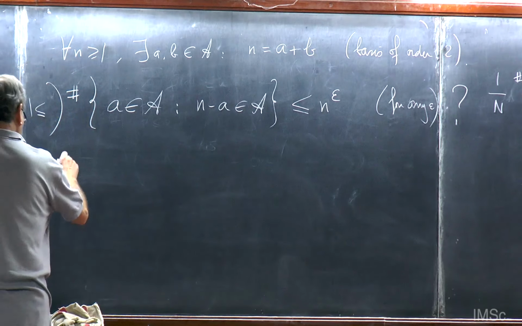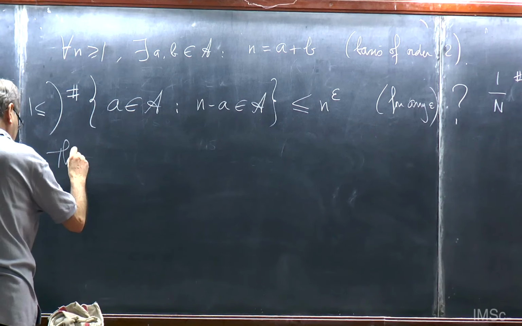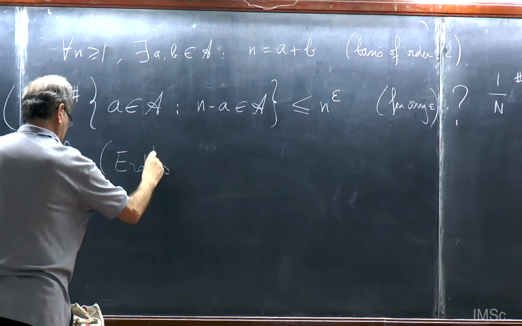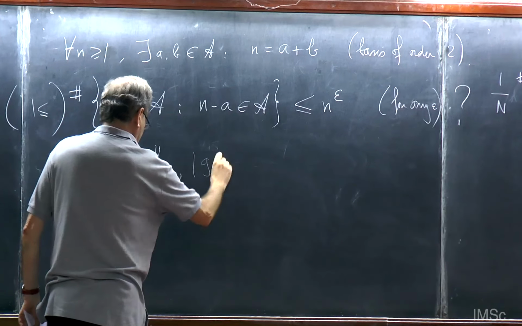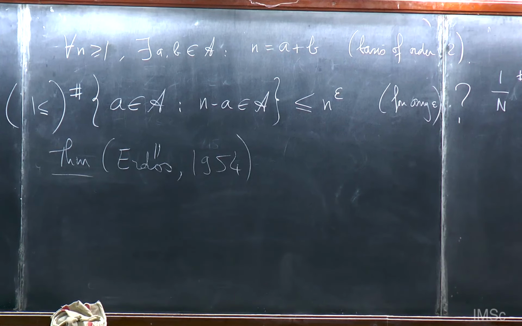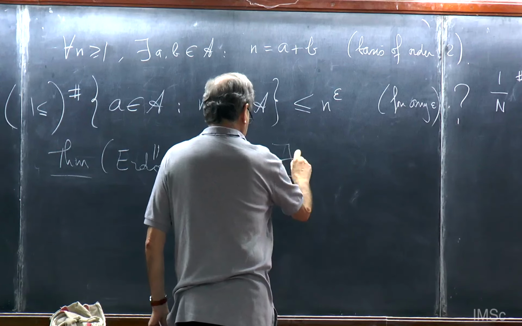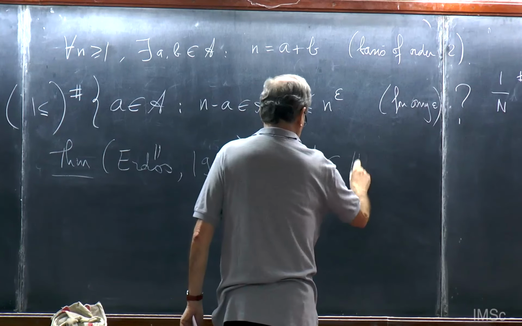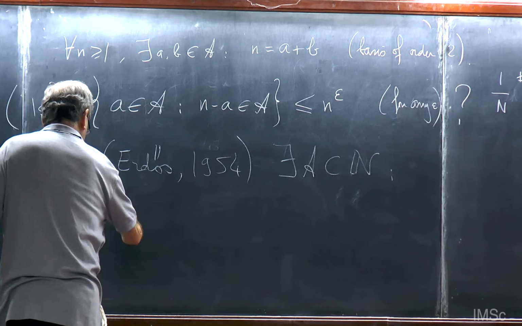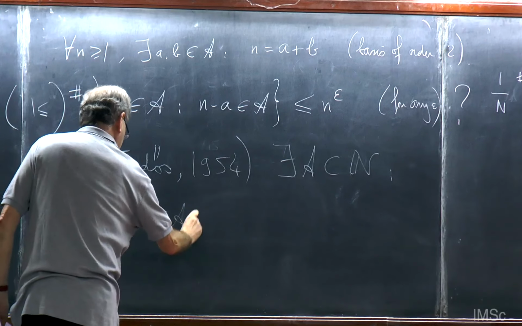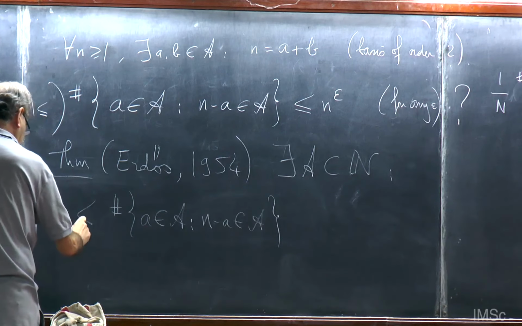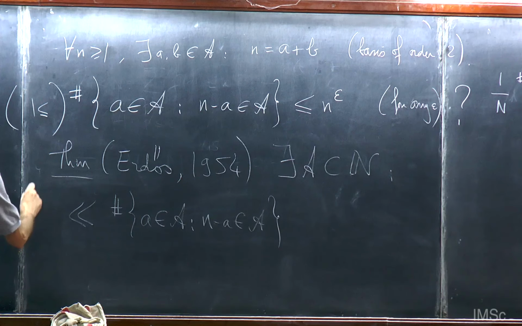So now what is the result? I want to mention the theorem which is due to Erdős in 1954. He proved the following, that there exists a sequence A such that when you look at this number, the number of a in A, a up to n, such that n minus a belongs to A, this is always larger than log n.